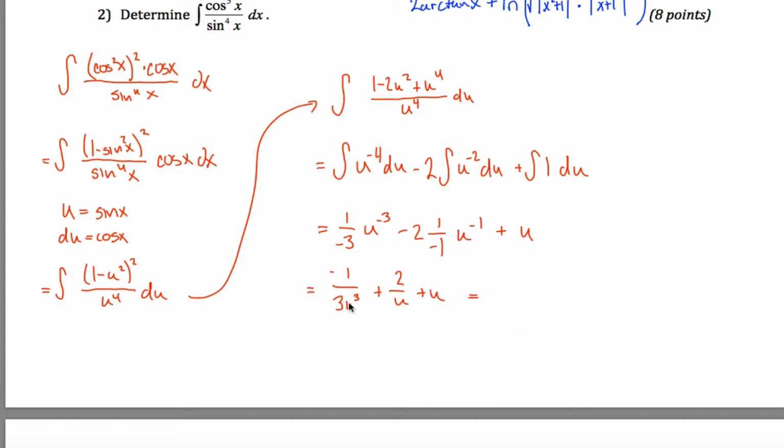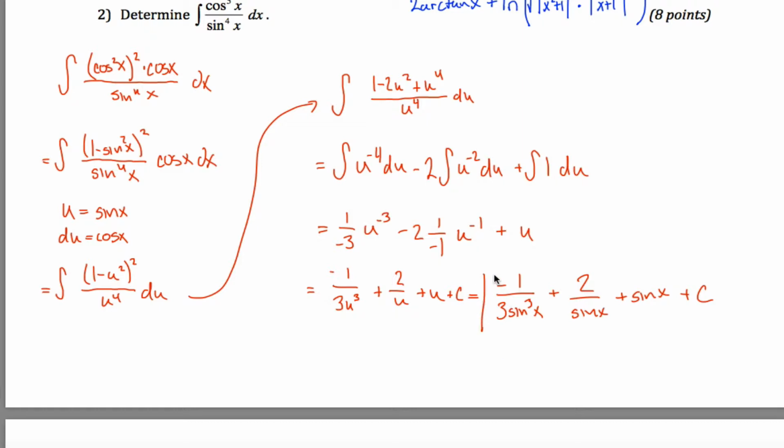But u is a figment of my imagination. u is really sine of x. It's something I created, so I best get rid of it. Got negative 1 over 3 sine cubed of x plus 2 over sine of x plus sine of x plus c.